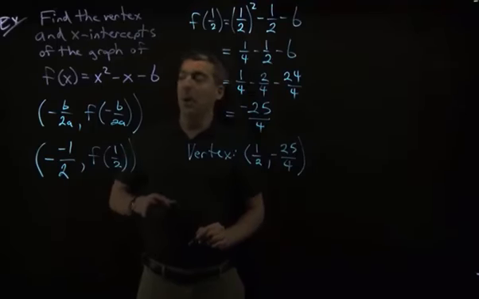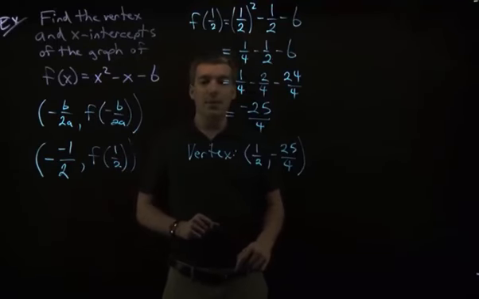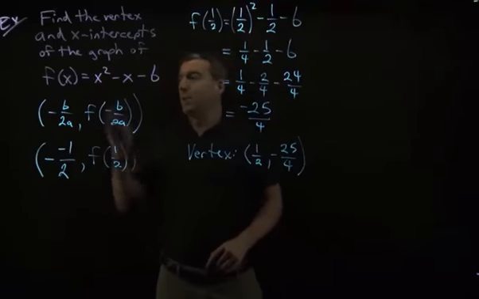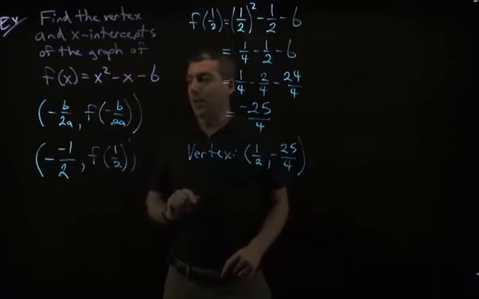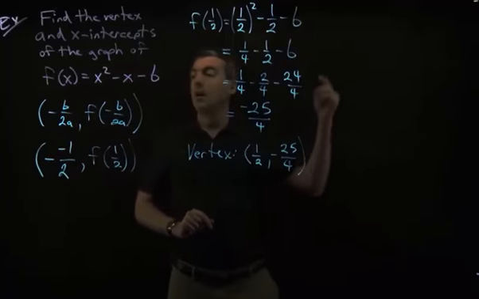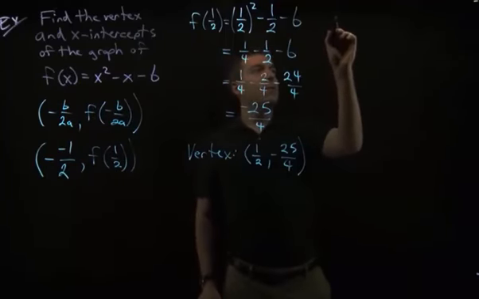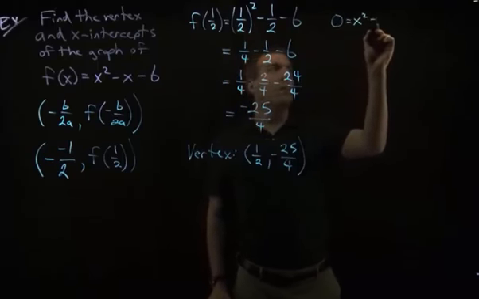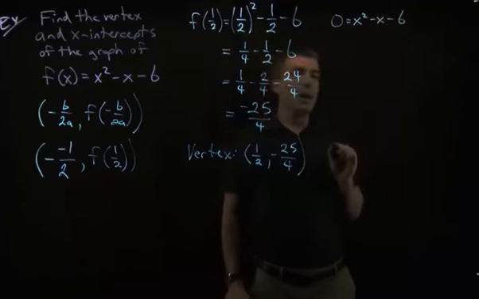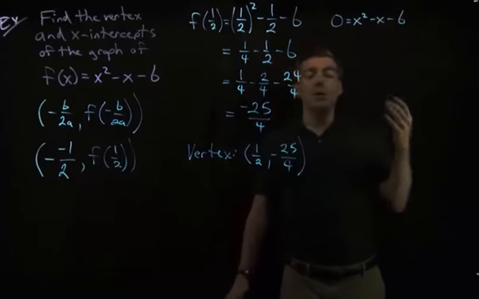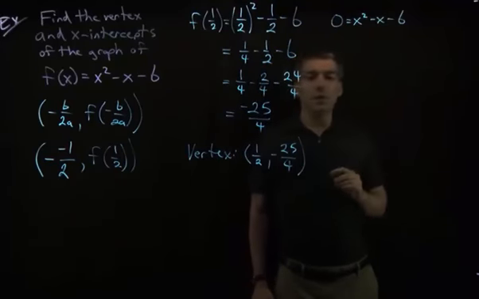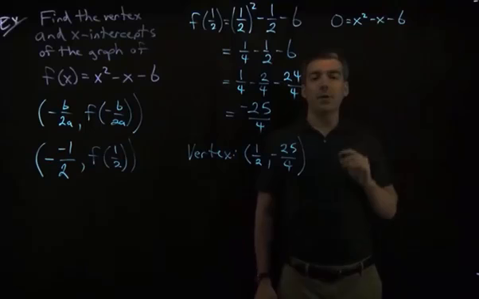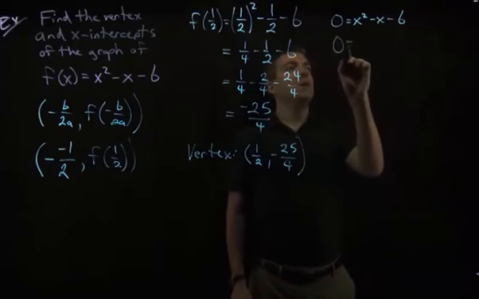All right, now the second part, we want to find the x-intercepts. To find the x-intercepts, we set the quadratic function equal to 0. So we have 0 equals x squared minus x minus 6. And we can solve this however we like. We can use the quadratic formula. We can factor it. I believe this factors.